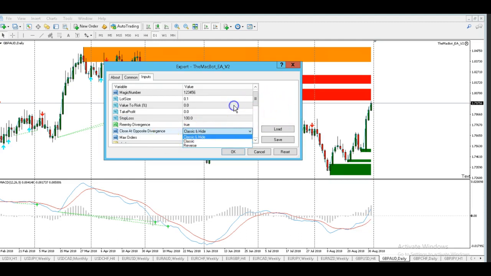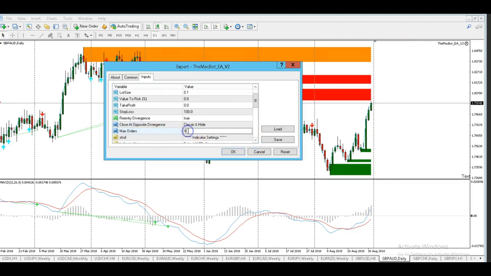Okay, so when we're day trading, we're going to look at this and we're going, okay, this market is very, very strong, so it could continue higher. I'm going to go close at opposite and hide. Reverse, so close at reverse if it's telling us it's going to go back up. Okay, so next, max orders is 1 trade.